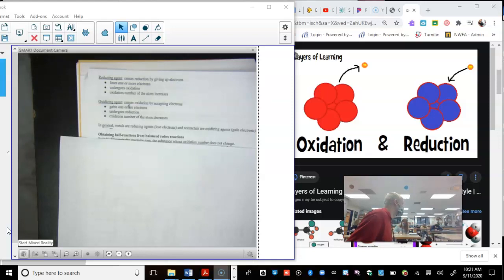So I guess when you're talking about redox reactions, something that is oxidized has 2 names. It's the substance that's oxidized, and it's the reducing agent.